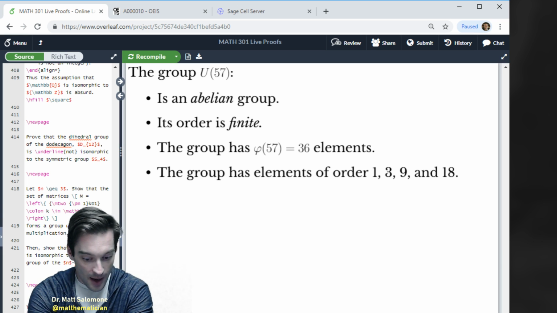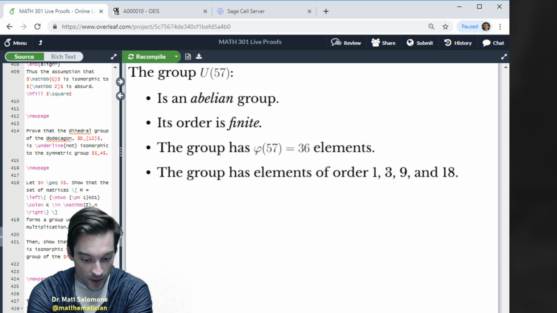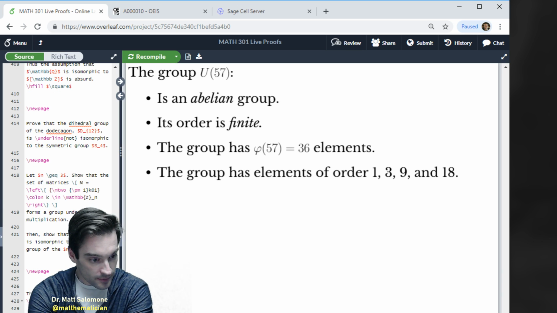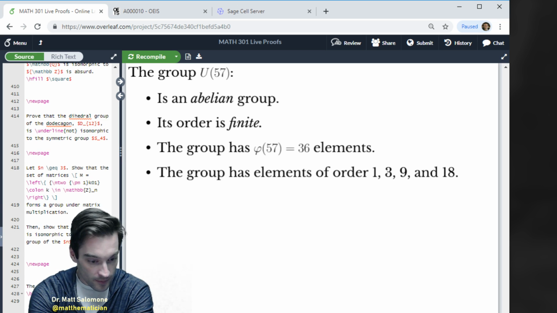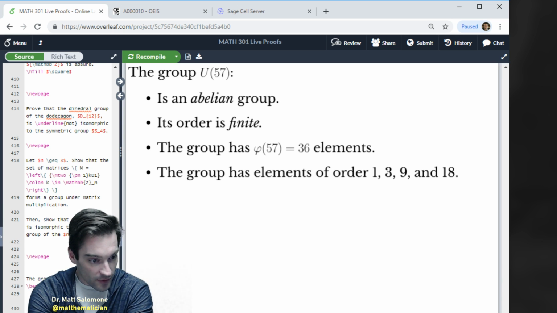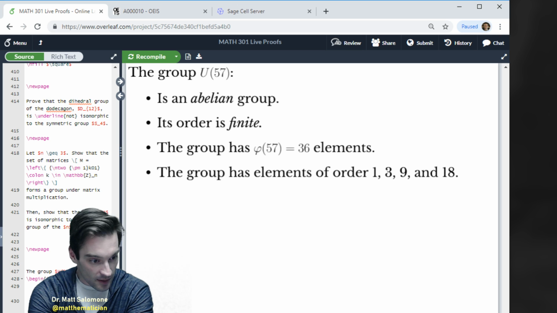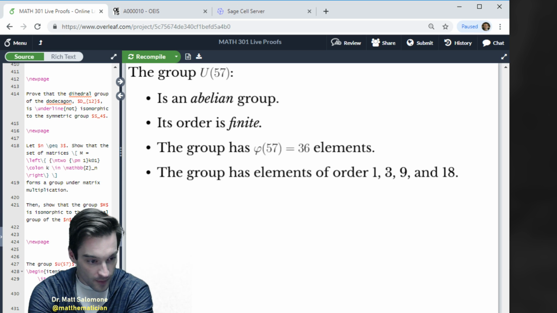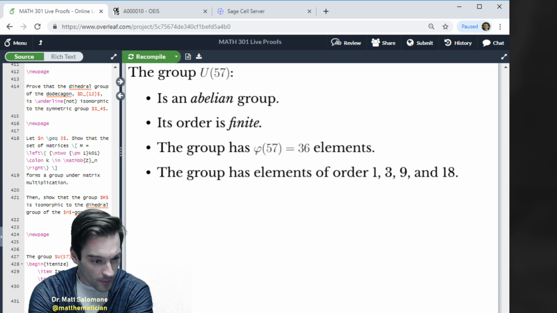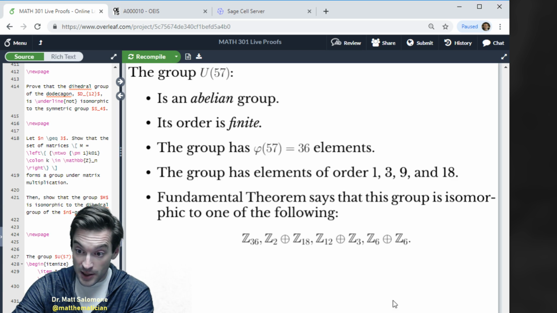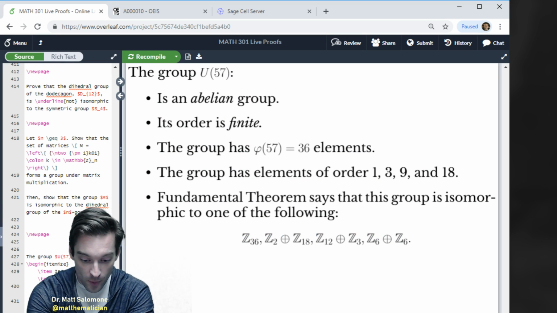And I'll just write all 4 of the options that we had. So Z36 or Z2 direct product Z18 or Z12 direct product Z3, or the last option was Z6 direct product Z6. Right, so the fundamental theorem was our key ingredient here, right? It narrowed down our universe of possibilities to say that one of these 4 options had to be the one.